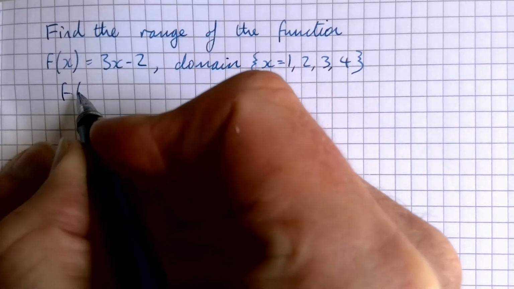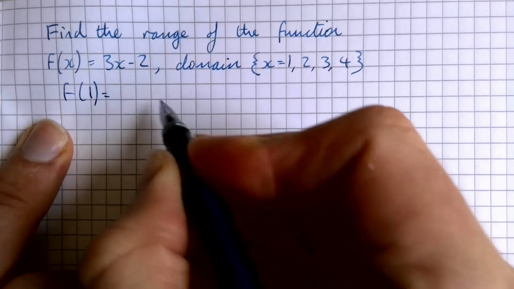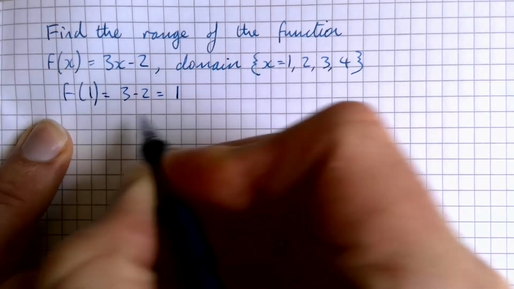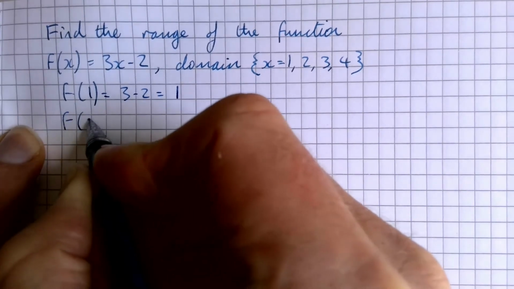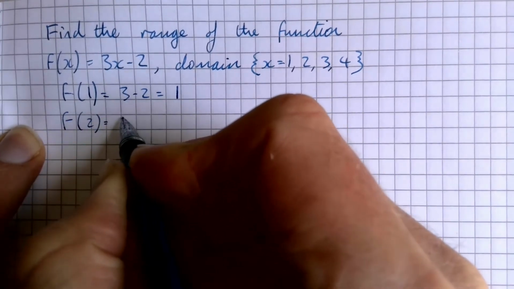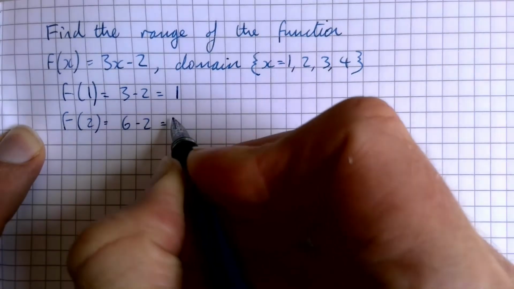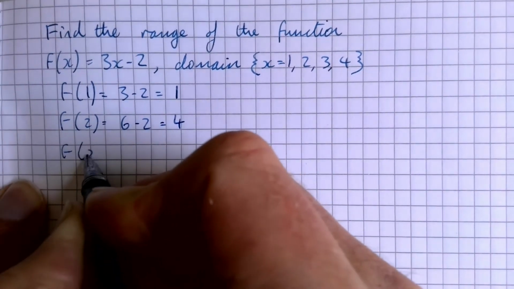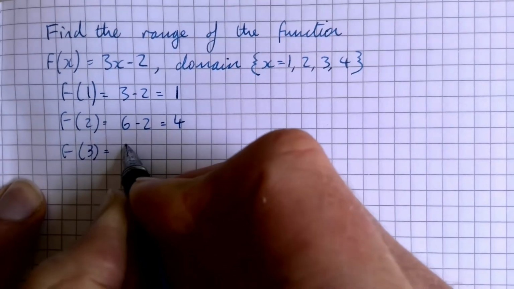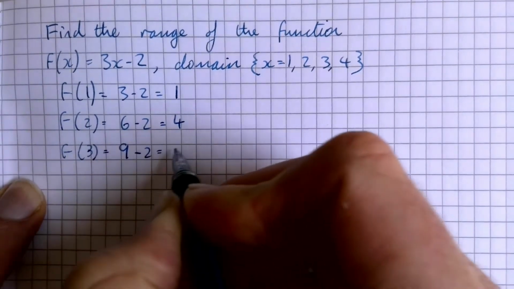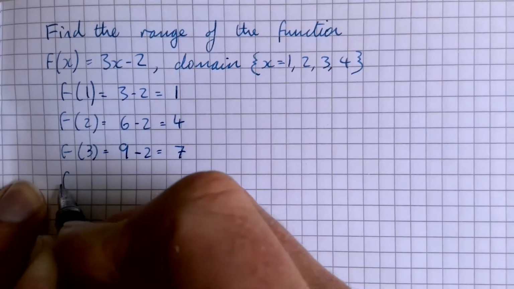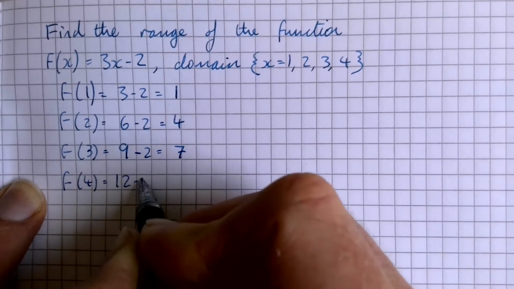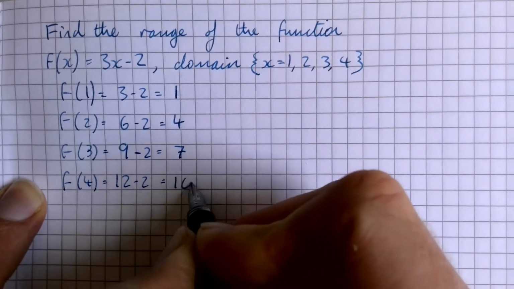So when x is 1, we're going to get 3 minus 2, which is 1. When x is 2, we're going to get 3 2's are 6 minus 2, which is 4. When x is 3, we're going to get 3 3's are 9, take 2 is 7. And when x is 4, we're going to get 4 3's are 12, take 2 is 10.